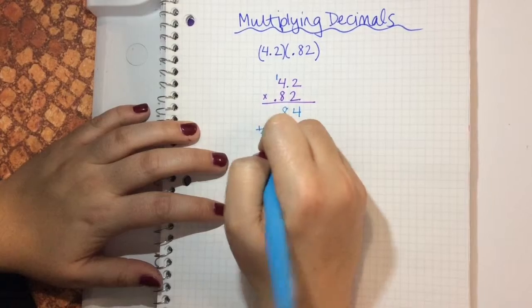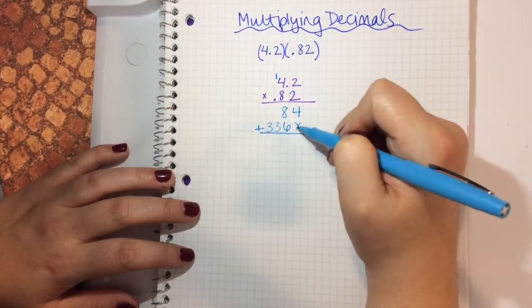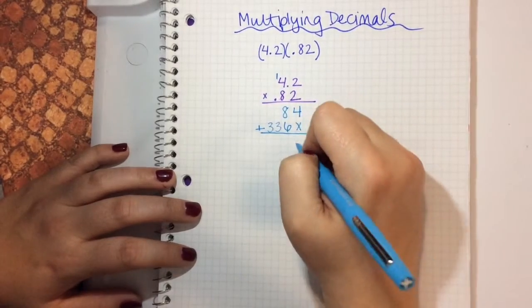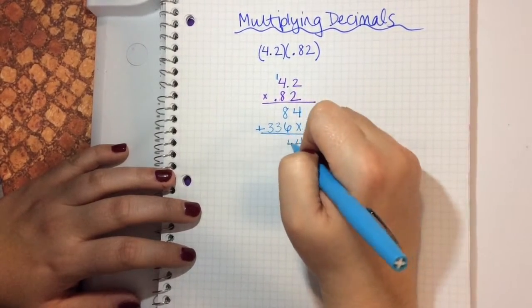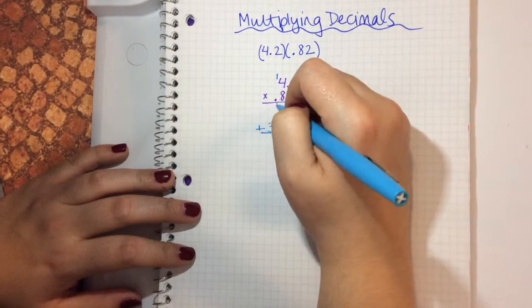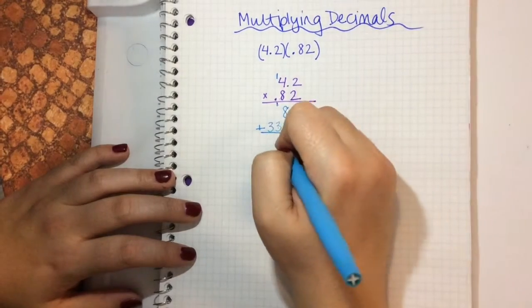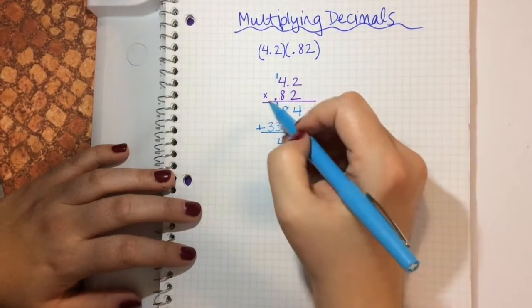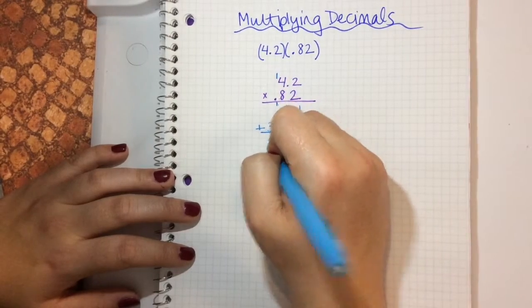And now I would go in and add the numbers together. So 4, this is like adding nothing. So 4 plus 0 is 4. 8 plus 6 is 14. So I put down the 4 and I carry the 1. 1 plus 3 is 4. And then nothing plus 3 is 3.